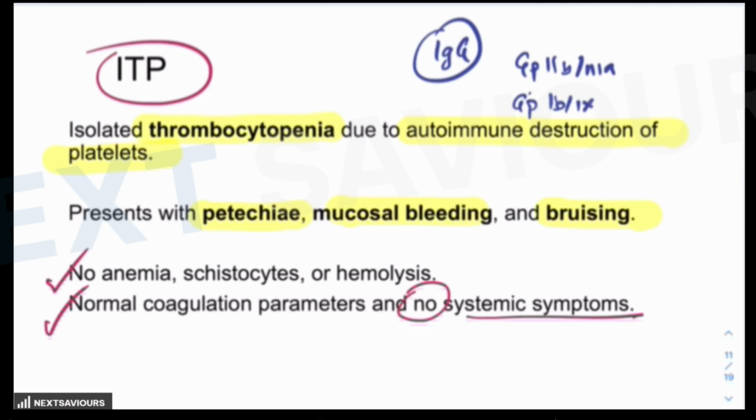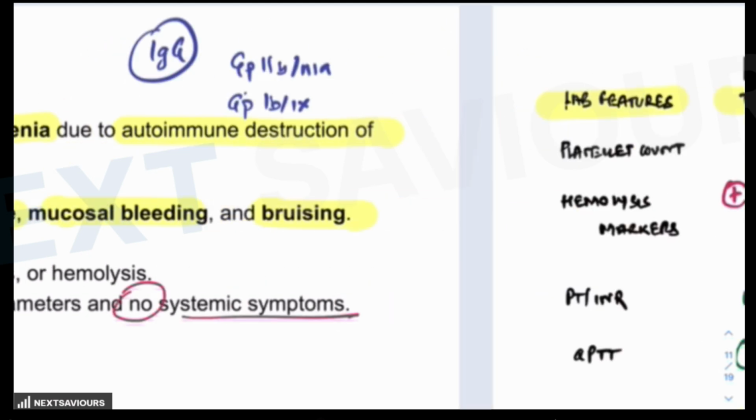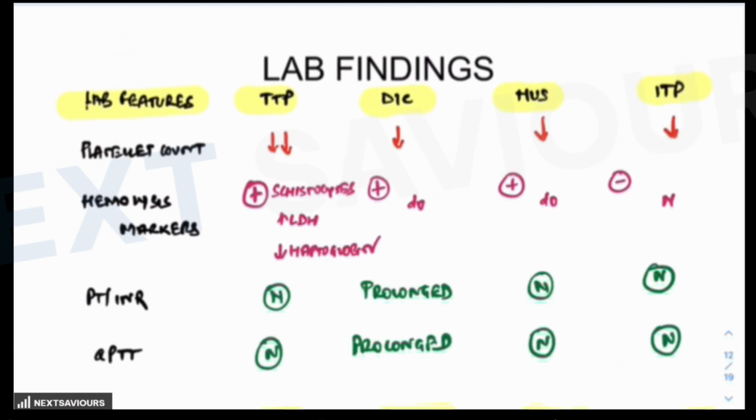Now, as far as the another component of the question is concerned, because first thing that they will provide you are the clinical features. The second thing are the laboratory findings on the basis of which you have to confirm your diagnosis. Like as far as platelet count is concerned, it is markedly decreased in case of thrombotic thrombocytopenic purpura.